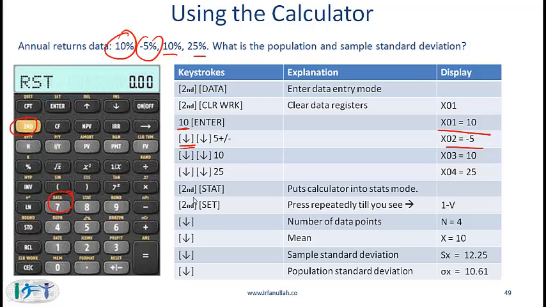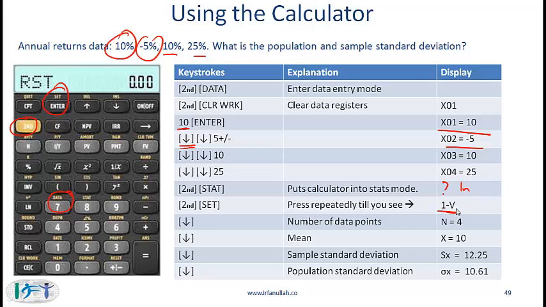Then you hit second stat. This puts the calculator into statistics mode. And what you might see is uncertain. Either you might see 1-V, which stands for one variable, or you might see ln or something else on the display. What you need to do is keep hitting second set, second over here set, until you see 1V. This stands for one variable. Since you are doing one variable calculation, the calculator should be in a single variable or one variable mode.